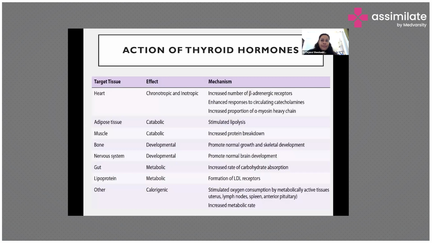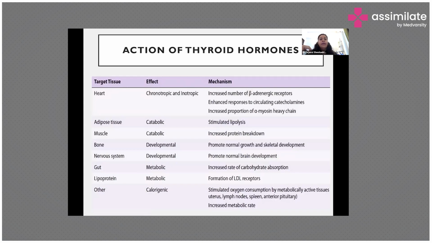So a little bit about the action of thyroid hormones. As I mentioned, thyroid hormone is very important. It has multiple actions, especially in the first 3 years for newborn brain development, as I mentioned. In the heart, it has chronotropic and inotropic action. In the adipose tissue, it stimulates lipolysis, so it has a catabolic action.